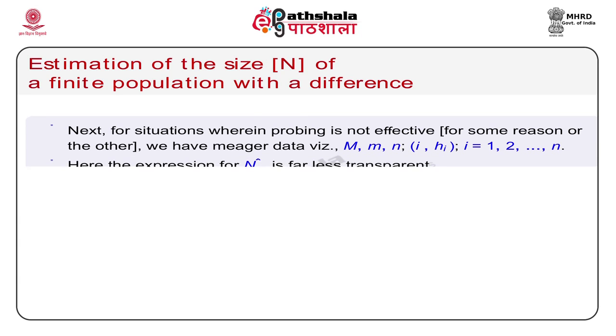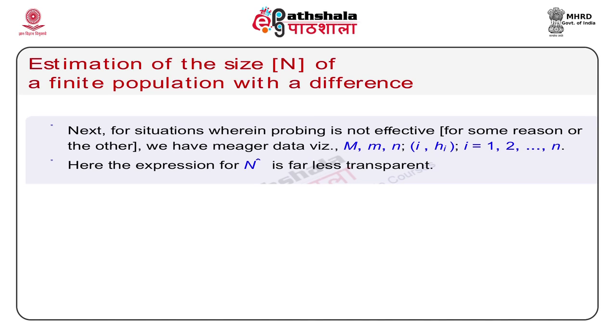So, this is the meager amount of data that I have. Now, the expression for N hat, if at all there is an unbiased estimate of capital N, is far less transparent. Even the result, not the proof, is very difficult to visualize. So, this is coming from a dissertation at Harvard University in 1976.